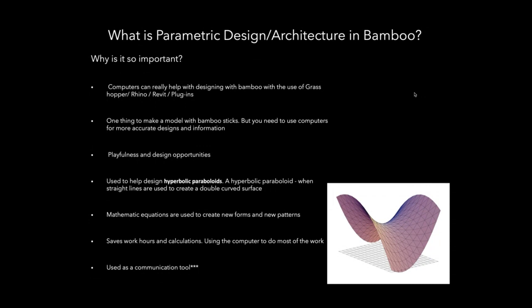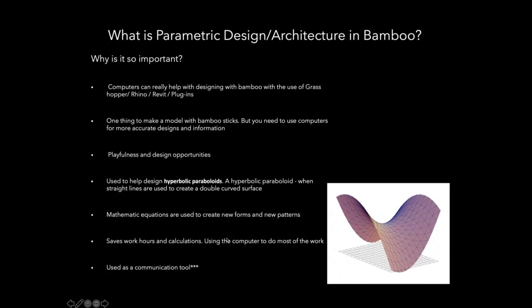So yeah, I guess this shape here is a hyperparaboloid. Basically, a hyperparaboloid is when you're using straight lines to create a curved surface. I think the most common hyperparaboloid is a saddle, for a horse, or Pringles. And these shapes are really used for roofs and much more now.